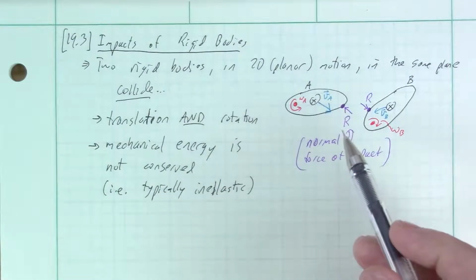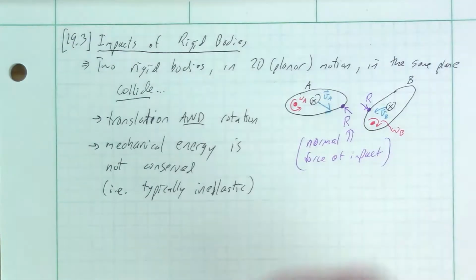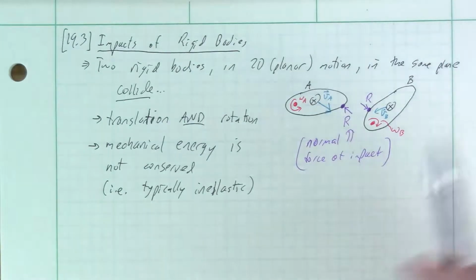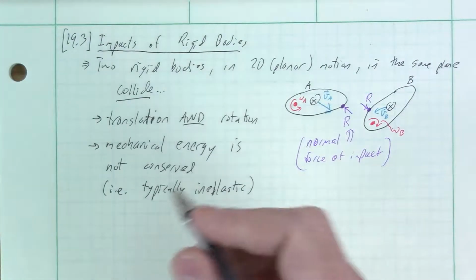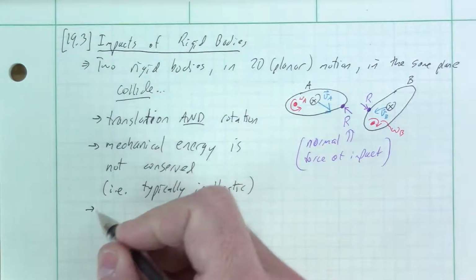There's some friction, there are non-conservative forces here. There's friction, there's heat generated by the collision, there's deformation of the material, there's noise being created in collisions. All of these are losses in mechanical energy.